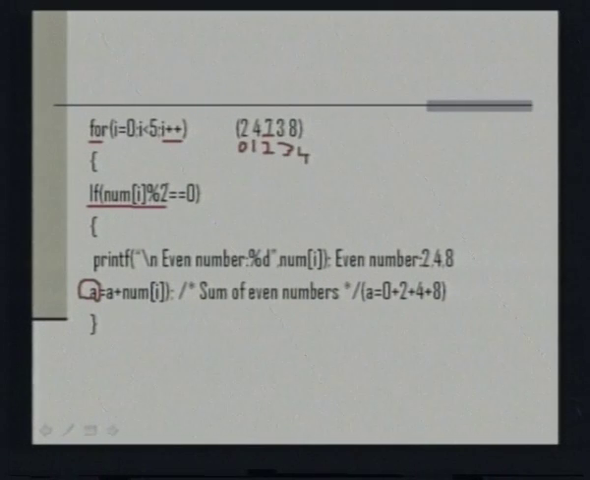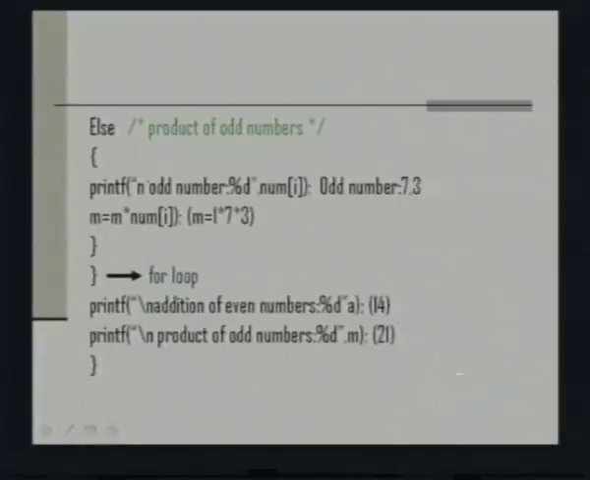So this if condition will be ignored by the compiler. It will move to the else part. In the else part we now have an odd number, so we have to multiply it. So printf odd number, num of I. Num of I is now 2, so it prints the odd number 7.